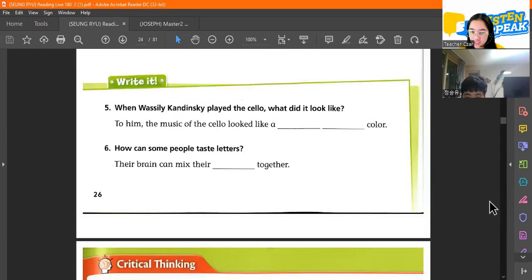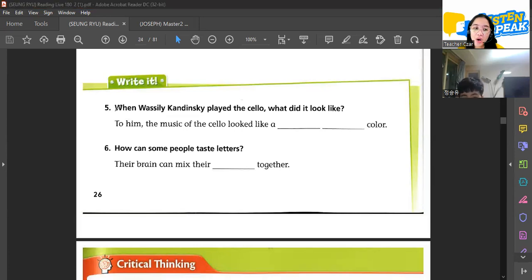So here are the two additional questions for you. Number five, when Wassily Kandinsky played the cello, what did it look like? To him, the music of the cello looked like hearing. Yeah, it's hearing. So what can you hear when you play the cello? The sound. It looks like a sound of color. Yes, because when he played the cello, it releases music or sound. So for him, the cello looked like a sound of color. Okay?